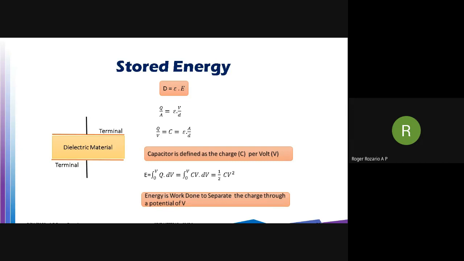So the expression for energy stored in the capacitor is nothing but half into C into V square. Energy is nothing but the work done to separate the charge through a potential of V. Work done to separate a charge through a potential of V. Is it clear? E equal to half CV square.